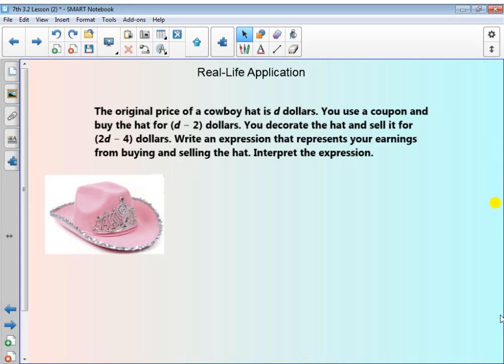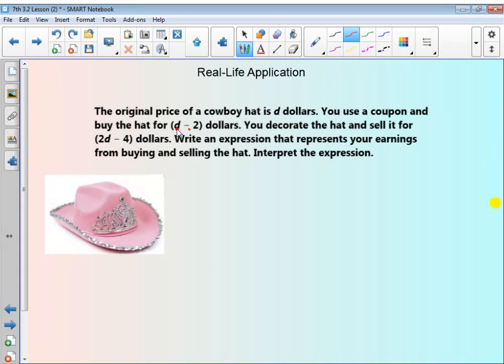So what does that mean? Well, that would mean your coupon was the cost minus $2. So like if it was $15, you would do 15 minus 2, you paid $13, okay? So it says you decorate that hat and sell it for 2D minus $4. So what does 2D minus $4 mean? Well, that means that you're going to sell your hat for 2 times the price that you paid minus $4. Okay, so a little under 2 times the amount that you paid for it.